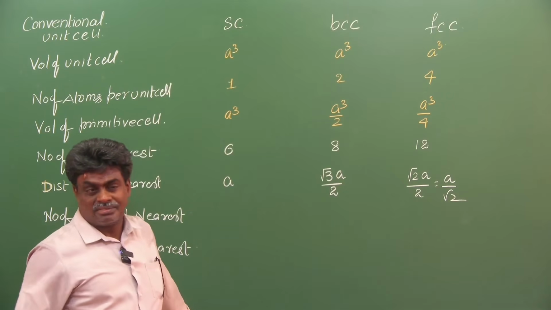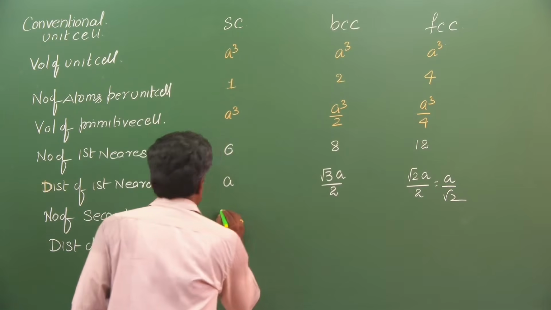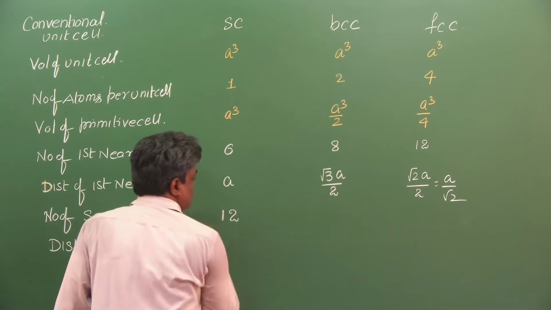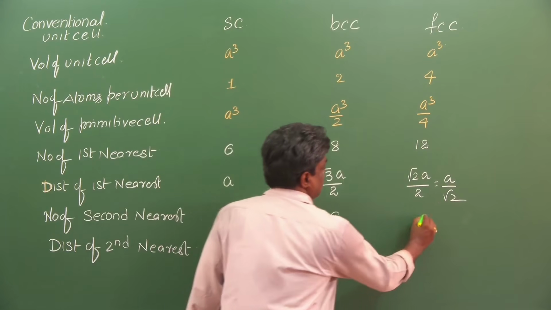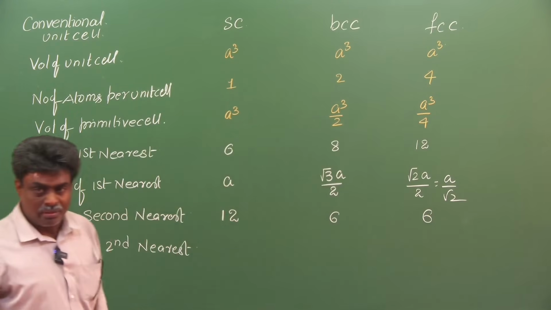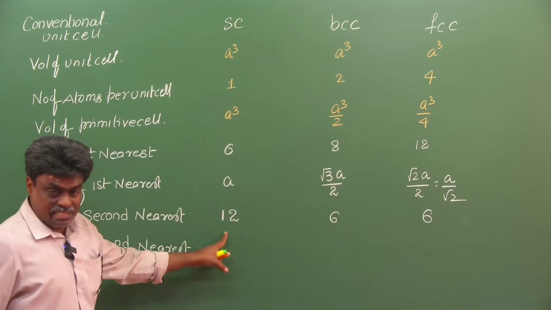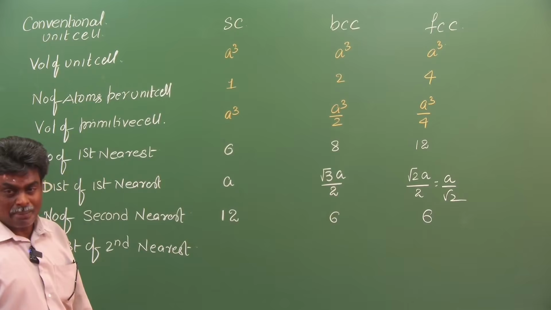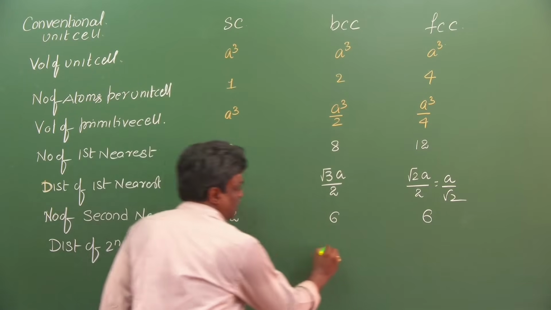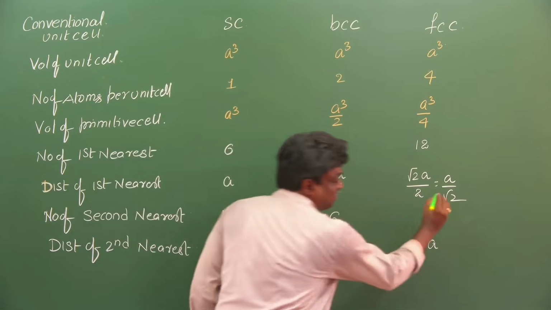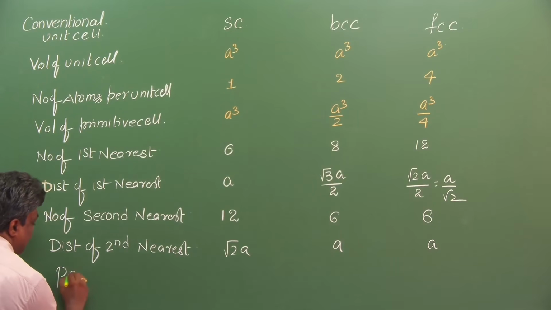Any guess? 12. The number of second nearest neighbors is 12. The number of second nearest neighbors in BCC and FCC is the same, 6. Both are the same: for second nearest neighbors in BCC and FCC it is 6. But here it is 12. Next, distance root 2A. Okay. And the last and final, packing fraction.